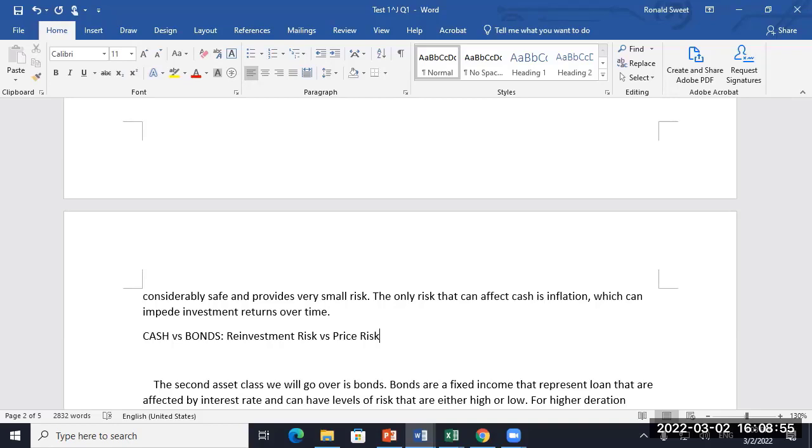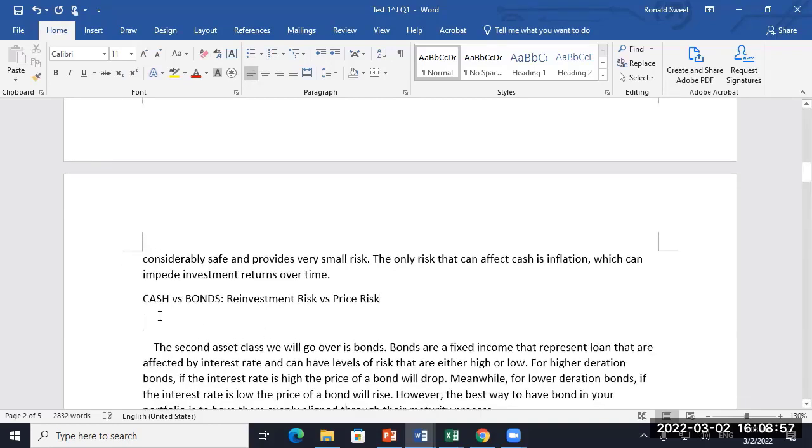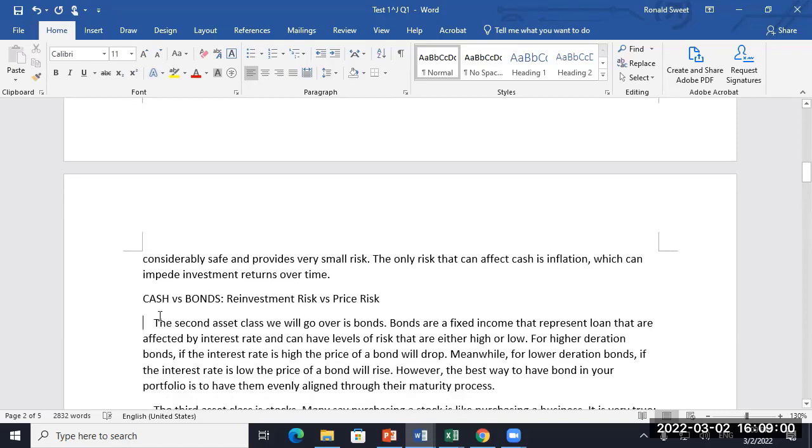So make sure, Lauren, you have that in your answer. Otherwise, it's kind of confusing. We're talking about cash, now we're talking about bonds. Well, they're the same thing. So it's like, why are we making this distinction?